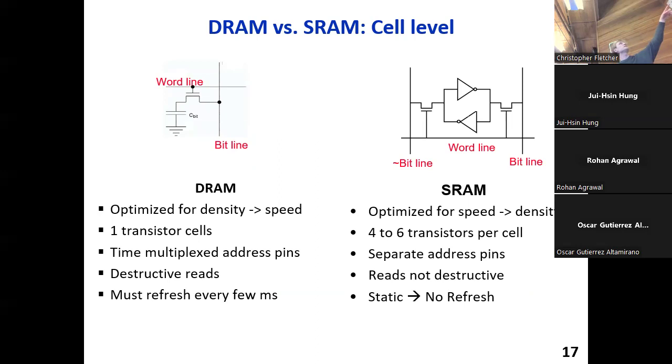DRAM is optimized for density and then speed, SRAM optimized for speed and then density. You can see that play out here. 1 access transistor and 1 capacitor, versus 6 transistors, and some SRAM cells are more than 6 transistors, all the way up to 10 or 12 transistors. Time multiplexed address pins for DRAM. With SRAM, you usually just apply all the address pins in one shot because you can afford to do that, so you can get your data out sooner. Reads are not destructive for SRAM, static, no refresh, whereas in DRAM, reads are destructive and you have to refresh every few milliseconds. Okay, so this gives you a sense for these two different memory technologies.